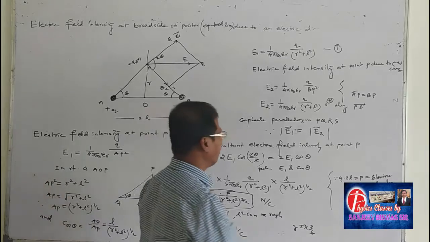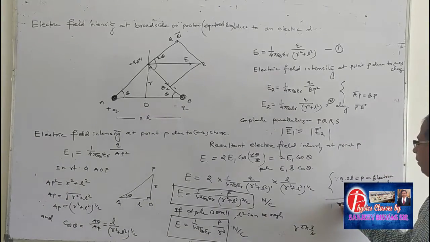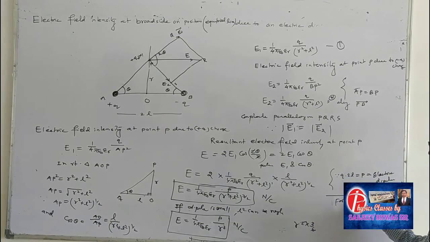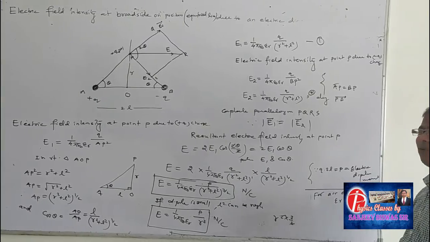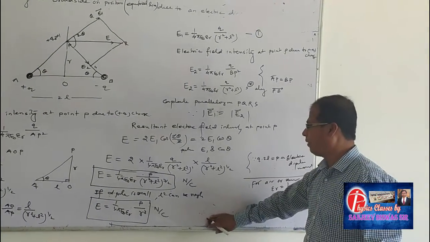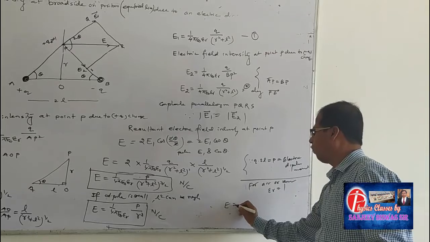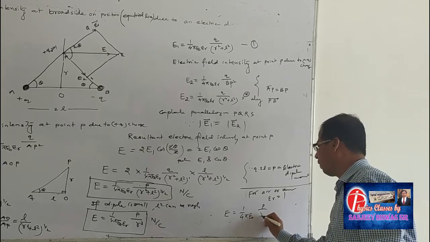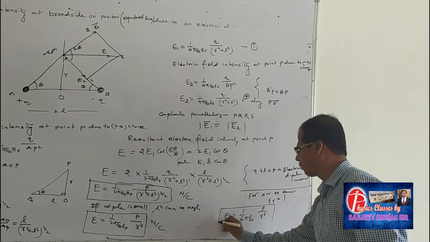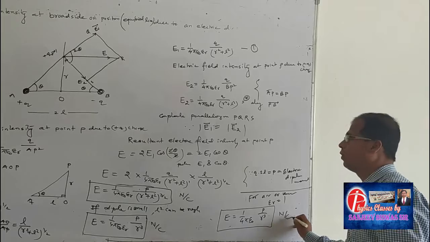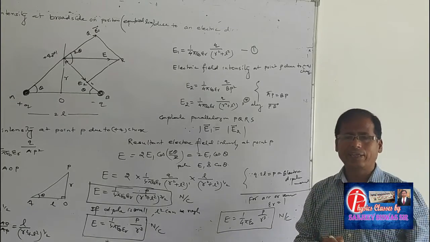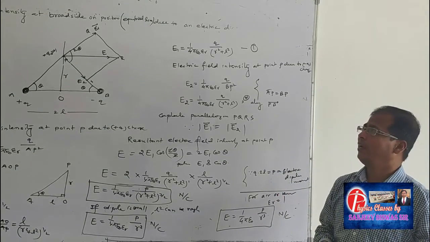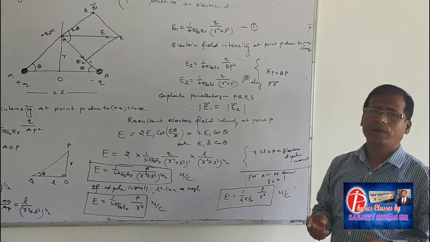Further, for air or vacuum, epsilon r is equal to 1. So E is equal to 1 by 4 pi epsilon 0, p upon r cube, Newton per coulomb. In this way you can derive the electric field intensity due to an electric dipole at broadside on position.